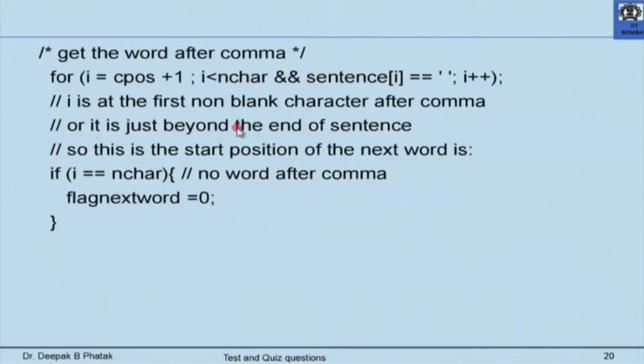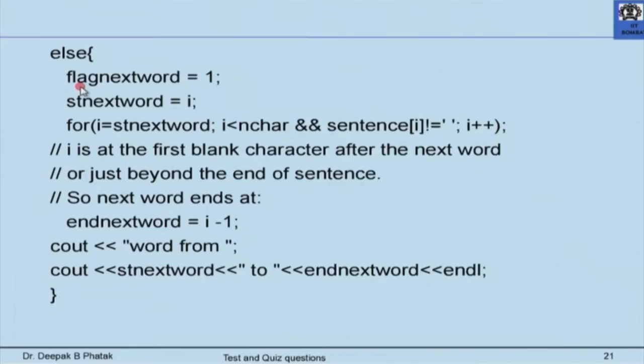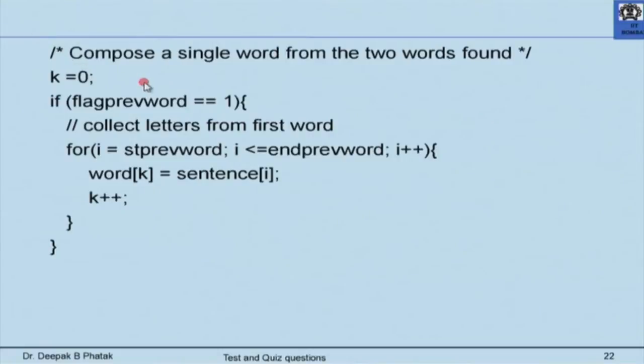Again, somebody might try to fool me by giving an input where the sentence itself ends in a comma. So, I determine whether there is any word after the comma or not. If there is, I will proceed further and find the end of that word, because I am now examining in this direction. Now that I have got these words, I have located the first blank character after the next word. So, I go just beyond the end of the sentence, I come back and examine. Having done this, I will compose a single word from the 2 words found.